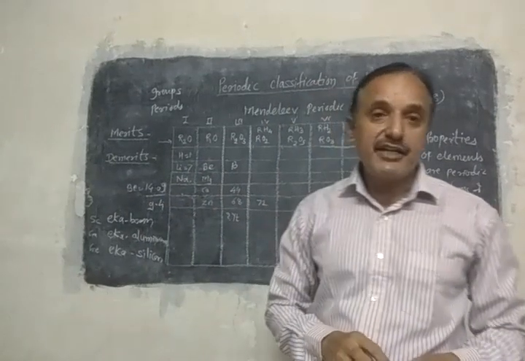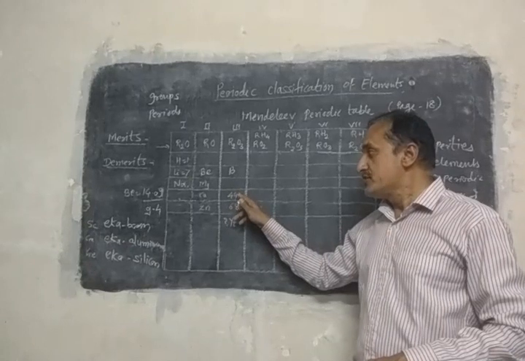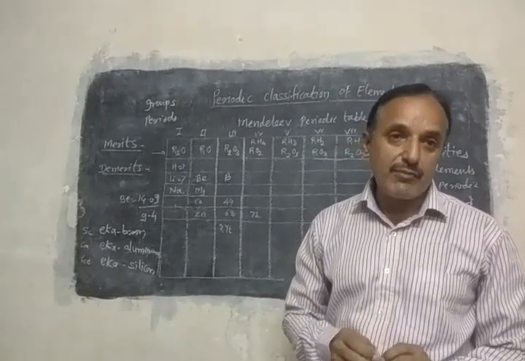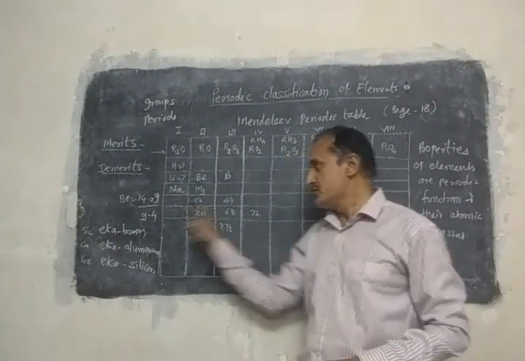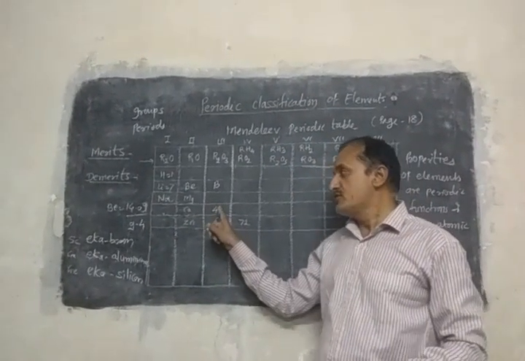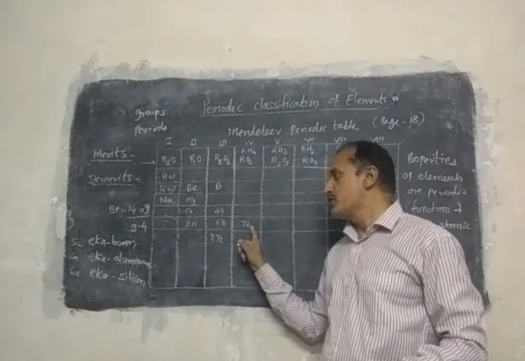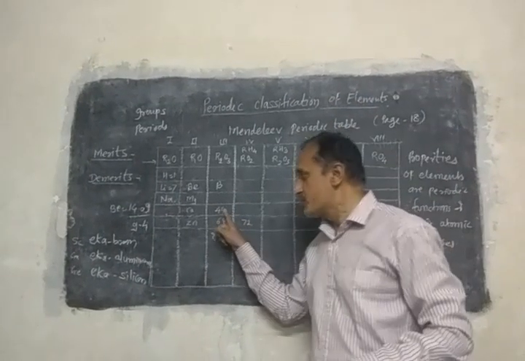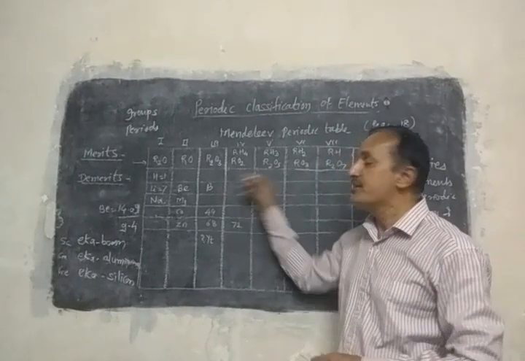Then the third merit was that he left three vacant places in the table. In that table, he just wrote the numbers because these elements were not discovered when he was making the table. He named them Ika boron, Ika aluminum, and Ika silicon. Means 44 for Ika boron, 68 for Ika aluminum, and 72 for Ika silicon. He just wrote these three names because these elements were not discovered at the time of making the table.